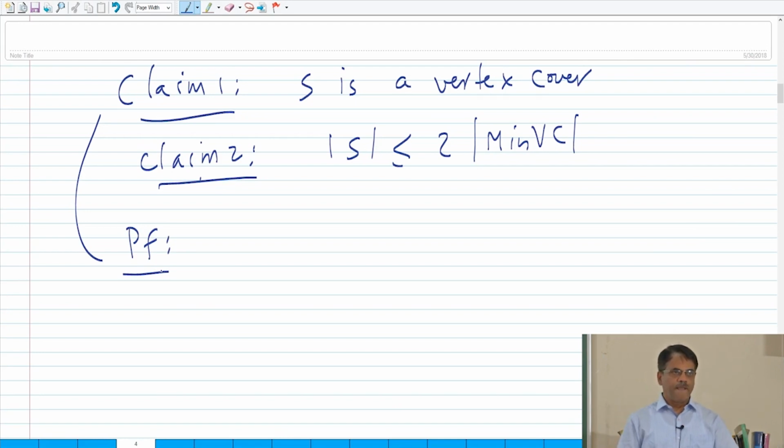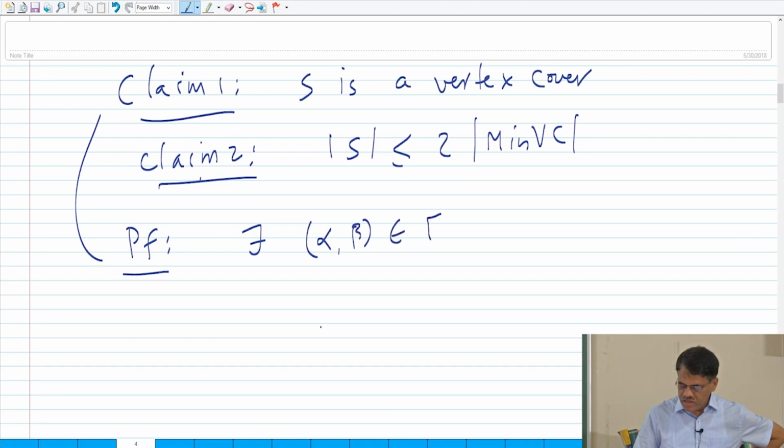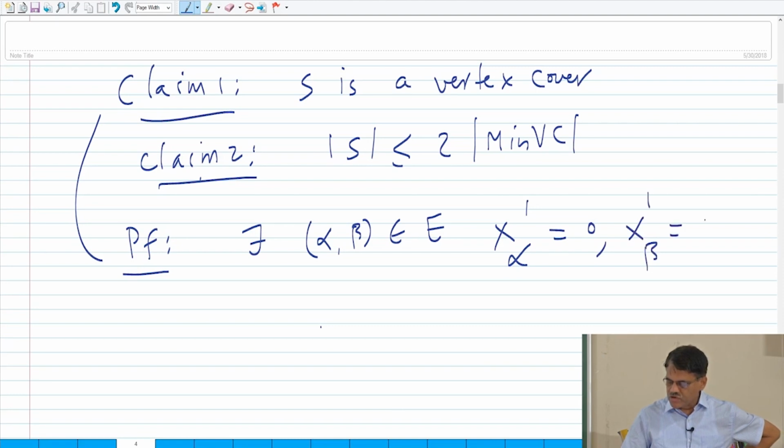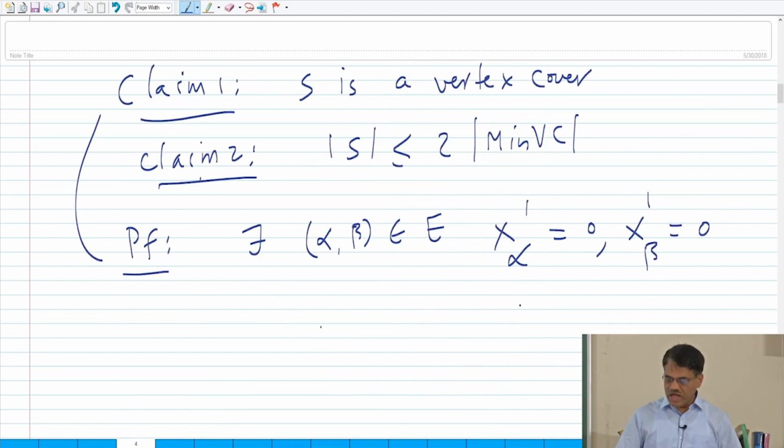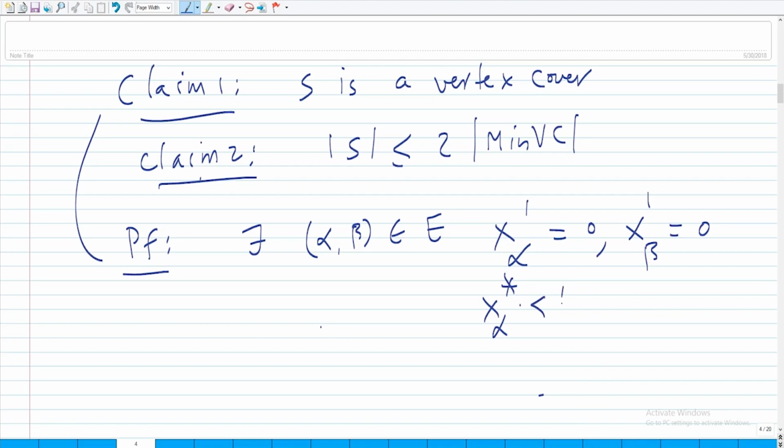Suppose not. What does that mean? There is some edge which is not covered, right. That means there exists some (alpha, beta) in E such that x alpha prime is 0 and x beta prime is 0, because I picked up all vertices whose primes are 1. What does x alpha prime is 0 mean? x alpha star is less than half, right. That is why I rounded it down. x beta star is less than half. What does that mean? It is not possible.